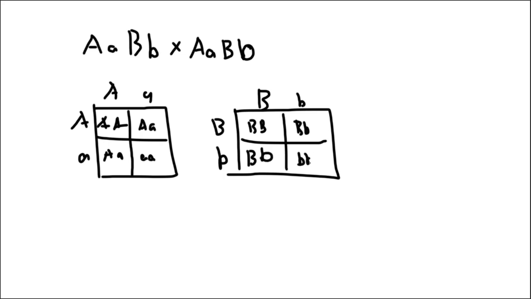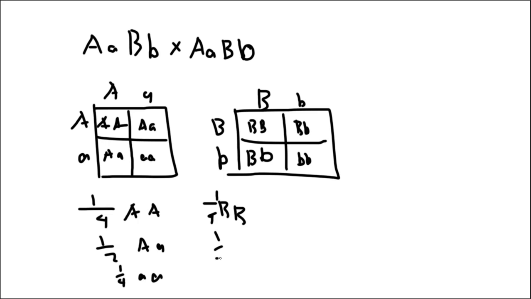So let's start by taking a look at our genotypic ratios, which is 1/4 is AA, and 1/2 is a little a, and then the last 1/4 is homozygous recessive. Likewise, we can take a look at the same thing here, and it's exactly the same, because they're both heterozygous cross heterozygous.